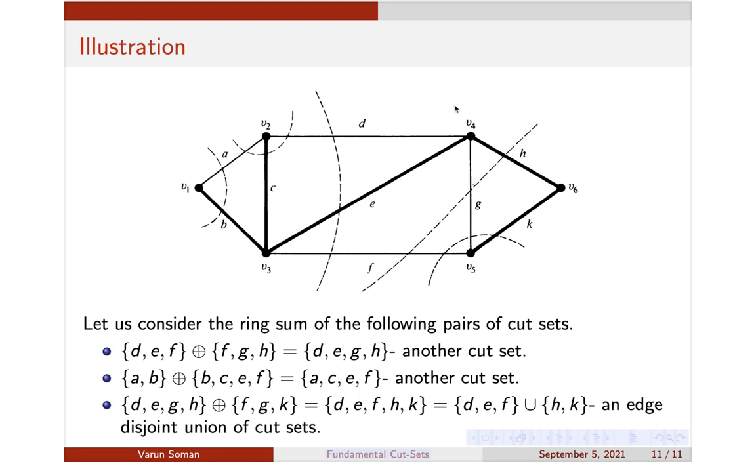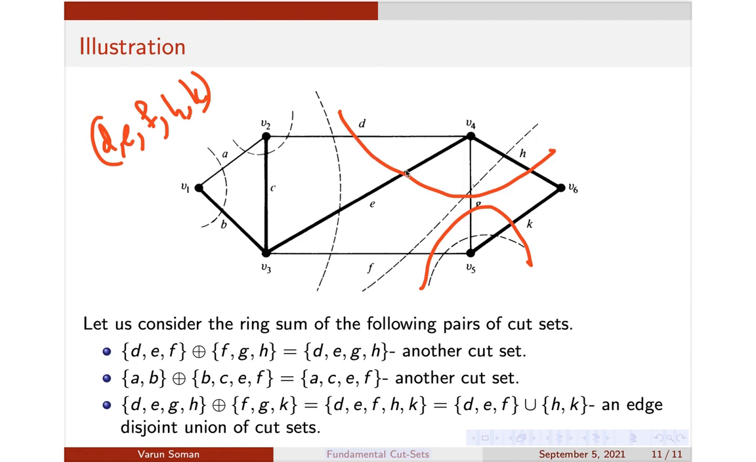So I'm taking DEGH, and also I'm taking FGK. When I take the ring sum, removing the common ones, I'll get simply D, E, F, H, K. So this is the portion here. That many edges are not actually required to disconnect the graph, because if you just delete D, E, F itself, the graph will be disconnected. So this alone will not be a cut set, because too many edges are there.